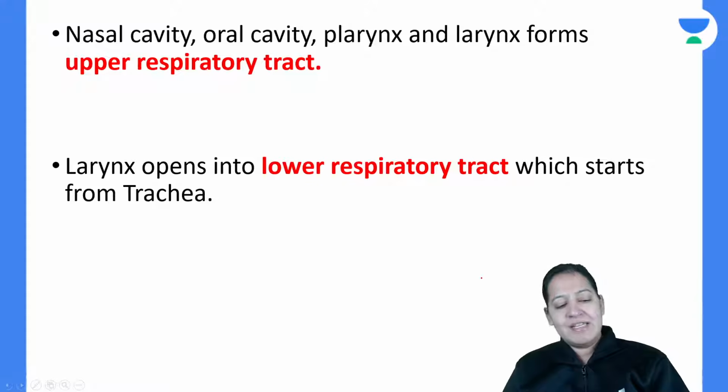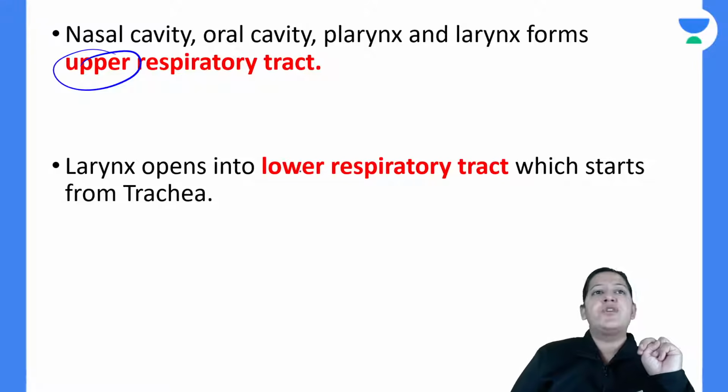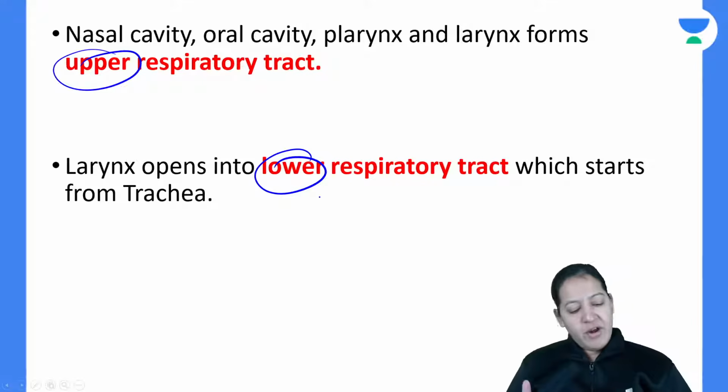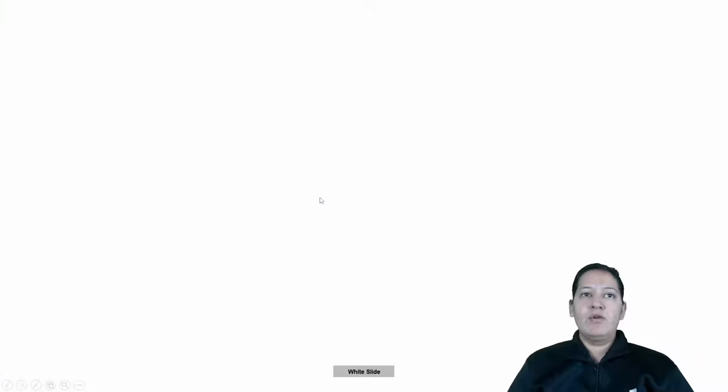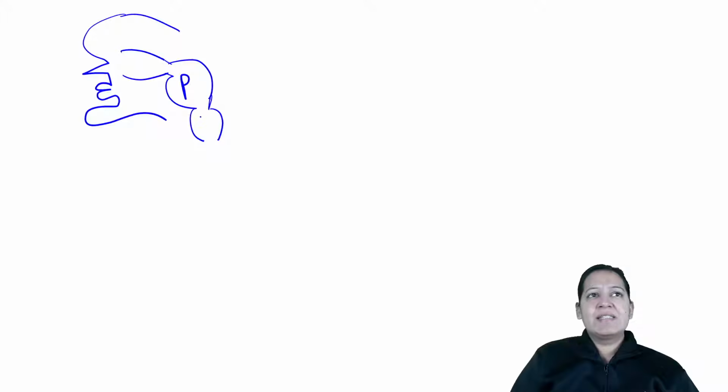Now, coming to the respiratory tract. We know the respiratory tract is divided into two parts, upper respiratory tract and lower respiratory tract. For understanding what is upper and what is lower, I would like to draw a diagram. So you know in humans, the respiratory tract starts from the nose. The person is breathing from the nose. The nose will open into the nasopharynx. The nasopharynx will open into the hypopharynx. The hypopharynx will open into the larynx. So this is the pharynx. This is the larynx. The larynx will open into the trachea.